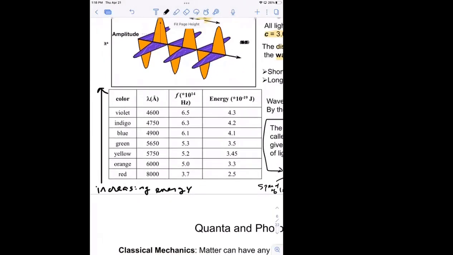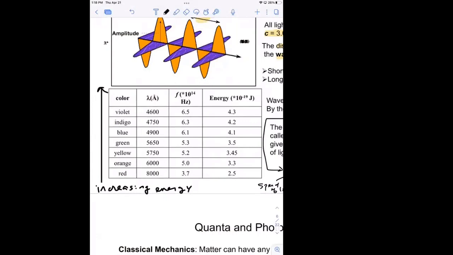So energy is going up. Notice that the way you notice it, obviously, you have some energy values over here, and they're getting bigger. Right? This is the visible spectrum. These are all of the light. This is all the light that's visible to us.